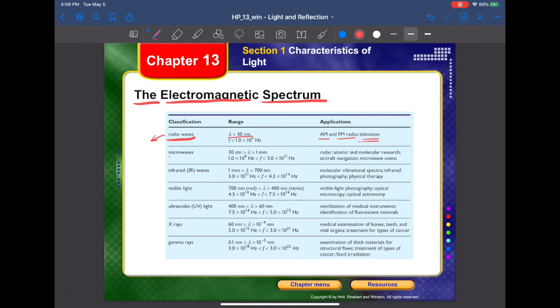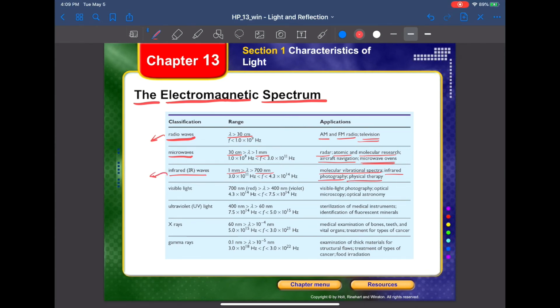The next one is microwaves. Microwaves range from 30 centimeters to 1 millimeter. They are used in radar technology, and atomic and molecular research. They are also used in aircraft navigation, and most microwave ovens use this technology. Next, you have infrared rays. Infrared rays range from 1 millimeter to 700 nanometers. They are used in molecular vibrational spectra, infrared photography, and physical therapy. So these are ways where you will see IR rays most commonly used.